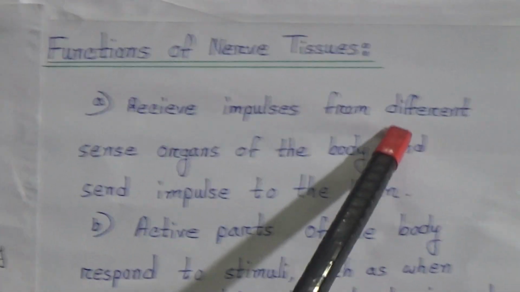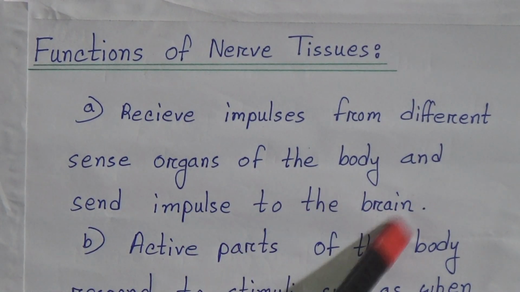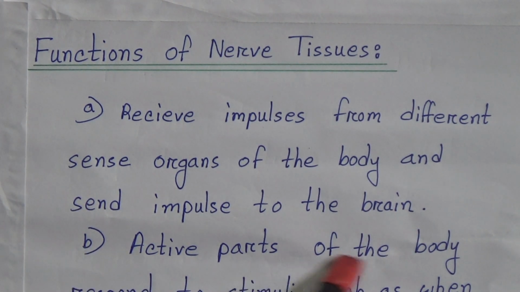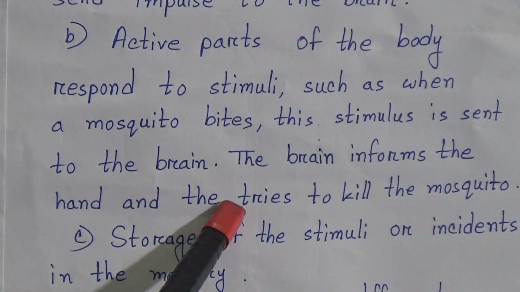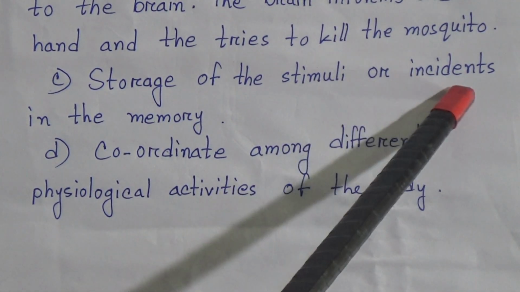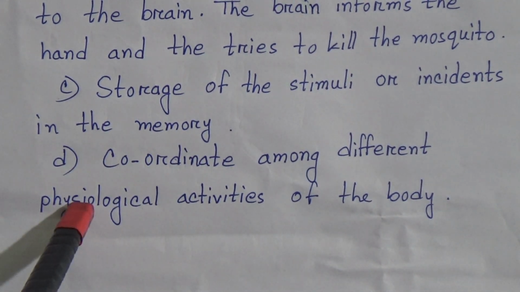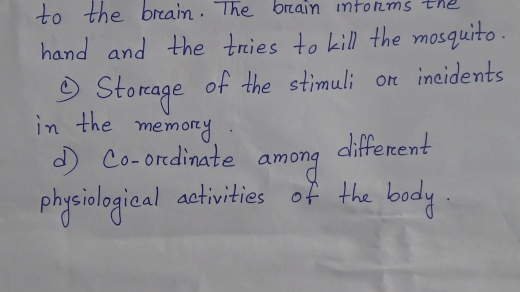A, receive impulses from different sense organs of the body and send impulses to the brain. B, active parts of the body respond to stimuli, such as when a mosquito bites, this stimulus is sent to the brain. The brain informs the hand and tries to kill the mosquito. C, storage of the stimuli or incidents in the memory. D, coordinate among different physiological activities of the body.